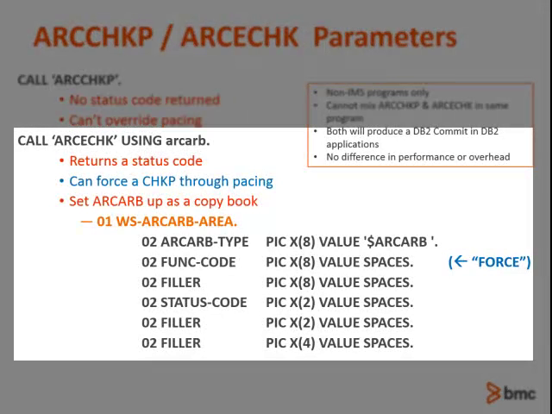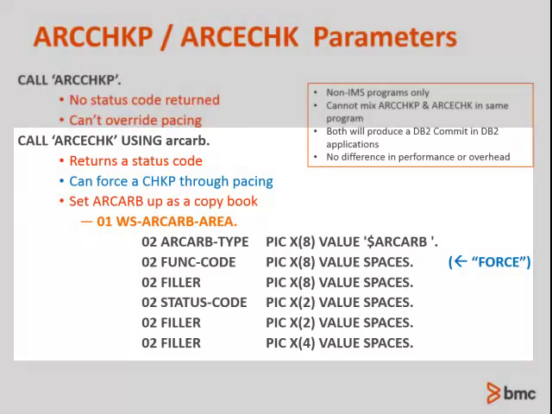The ARCE checkpoint call provides additional levels of control to the developer through the use of the Application Request Block, or ARB. Specifically, the ARCE checkpoint allows the developer to override the effects of checkpoint pacing by moving a value of force to the function code variable. This causes the pacing filters to ignore the checkpoint request and allow it to pass through without any interference. Be sure to reset function code back to spaces after the checkpoint has been completed. After the ARCE checkpoint call, the program must test the status code to ensure that a successful checkpoint was completed. Both forms of checkpoint will generate a DB2 commit for programs running under DB2.